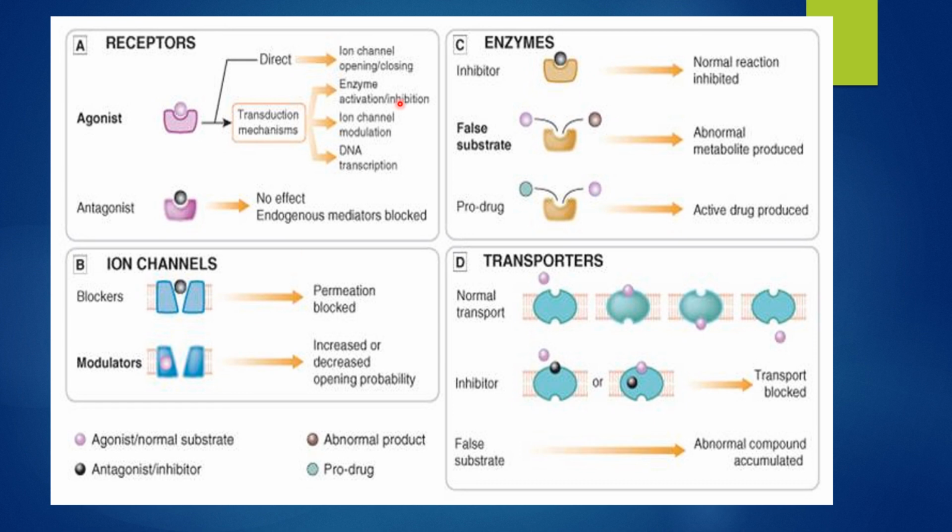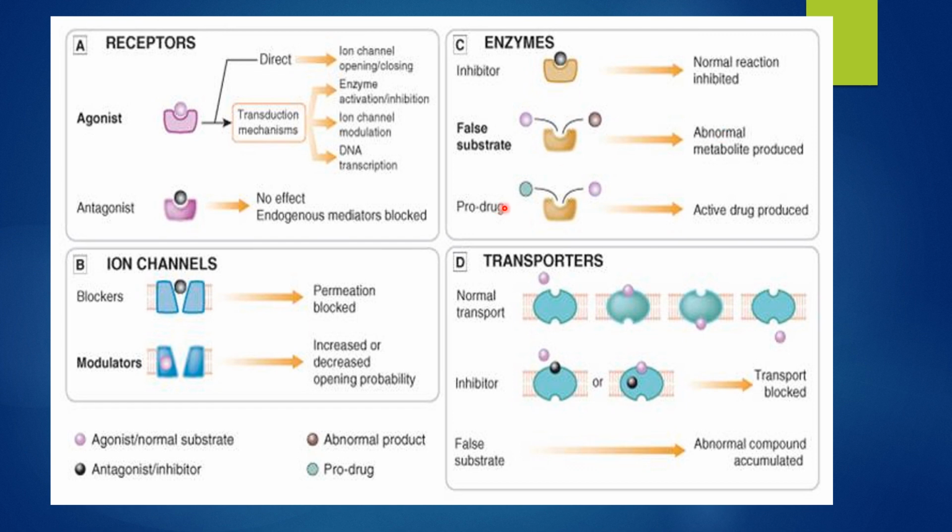In the third case, enzymes. Consider this C-shaped thing is an enzyme. If an inhibitor is attached to that enzyme, the normal reaction is inhibited. So the normal physiological or biochemical activity of the enzyme is stopped. Okay. When the attached drug is a false substrate, an abnormal metabolite will be produced.